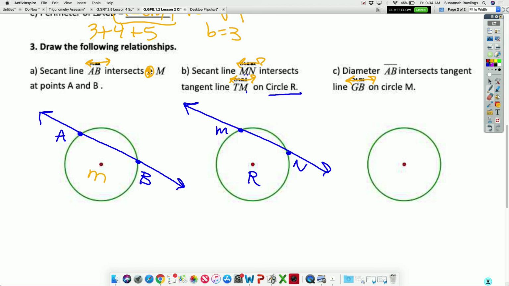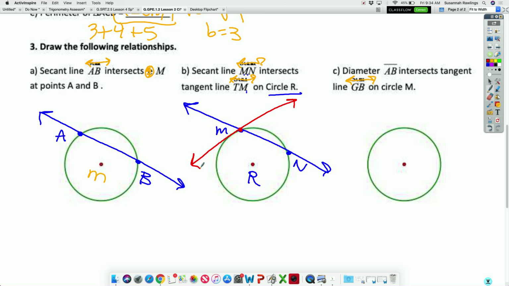And then a tangent line intersects what? At how many points? 1. If you flip back and look at your picture, it's the one that just brushes up against the outside. So what point is it going to be intersecting at? M. So that should just be the line that just barely touches the circle there, just at point M. So yours will probably be a little more accurate than mine.